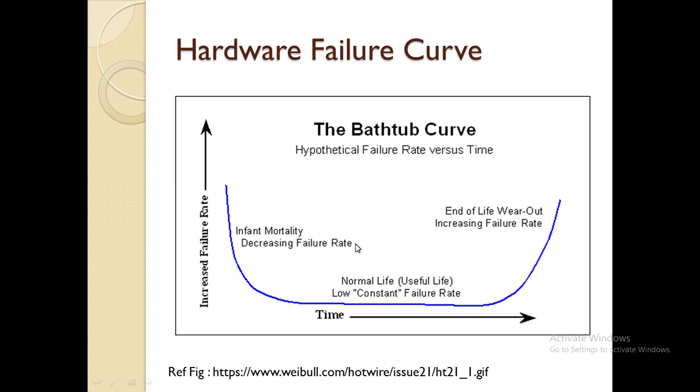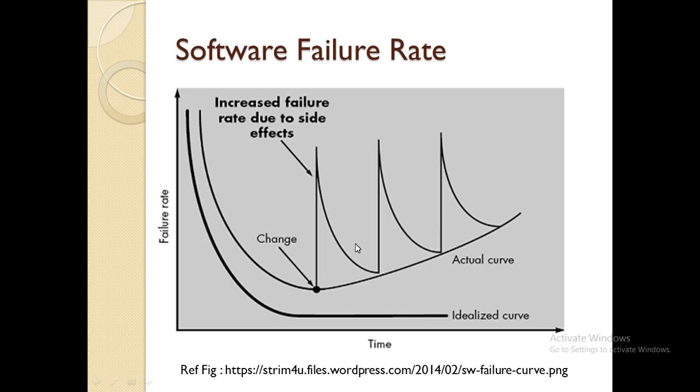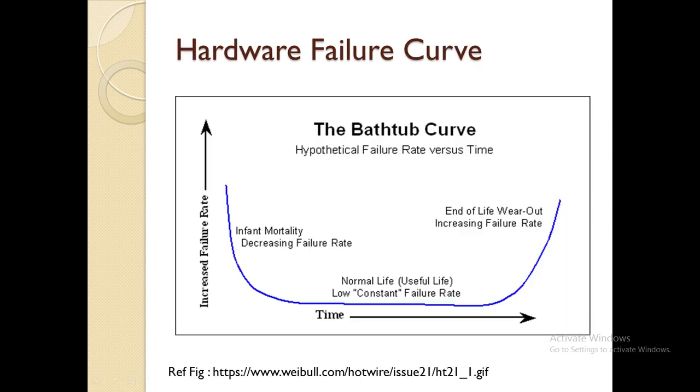So this is the hardware curve, and this is the software curve. This big difference is there. We can see that in software, due to changes, spikes are happening, and in hardware, due to manufacturing and after wear and tear, the failure rate will increase. This is the steady state where our mechanical component or machine will give good performance, in this flat region. So we have to understand the software and hardware failure curves.